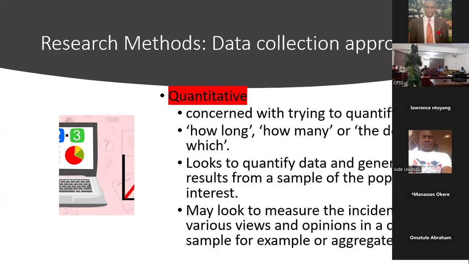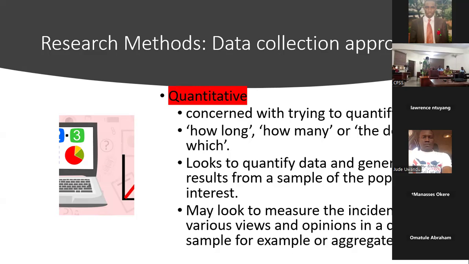So when you do quantitative research, you look more to generalize. You want to generalize the result from a sample to the population of interest. You may measure the incidence of various views and opinions in a chosen sample, or aggregated results. I could also look at perception and things like that. But the main goal of quantitative research is that I want to generalize.